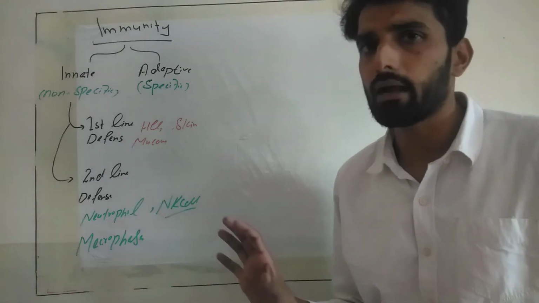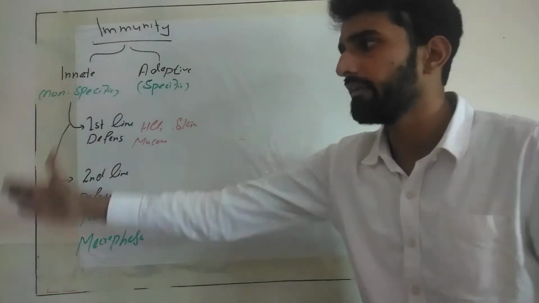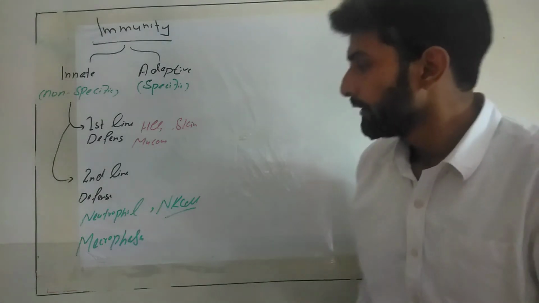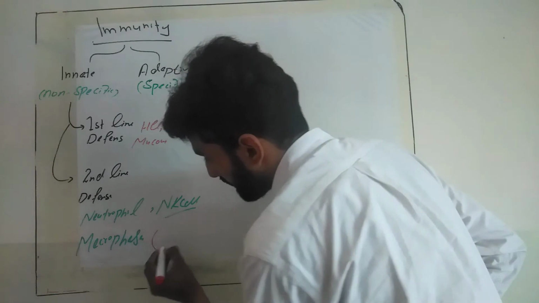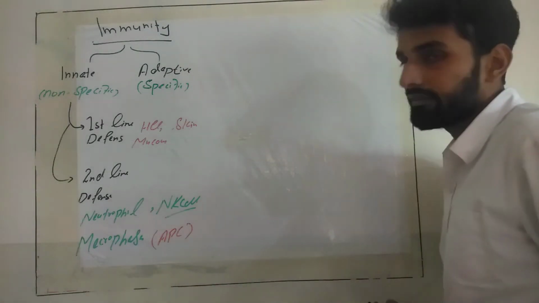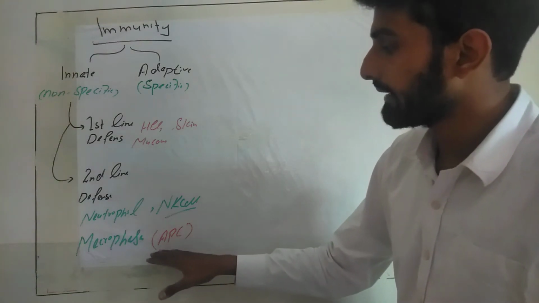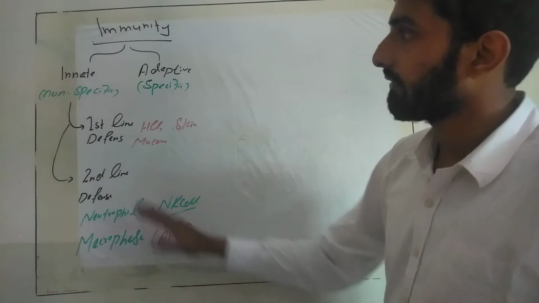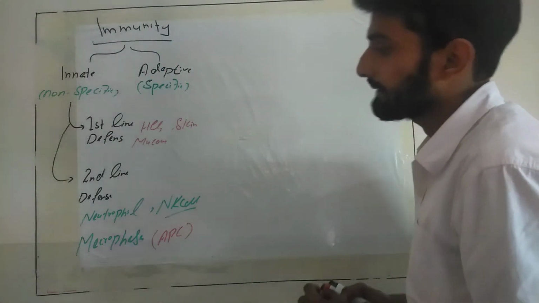They do not need any kind of specification. Irrespective, they just need to differentiate between self and foreign. Okay, so these are the cells. Macrophages are also called APCs, antigen presenting cells. Why am I telling this? Because this APC will have a direct link for the conversion of innate immunity to the adaptive or acquired immunity. Later on I am going to explain the exact mechanism.